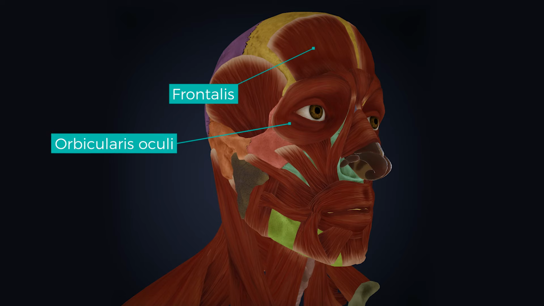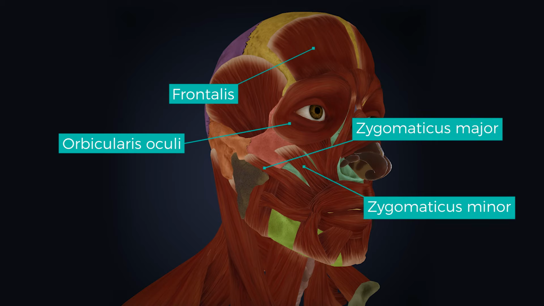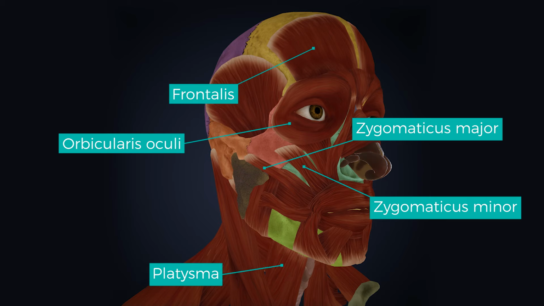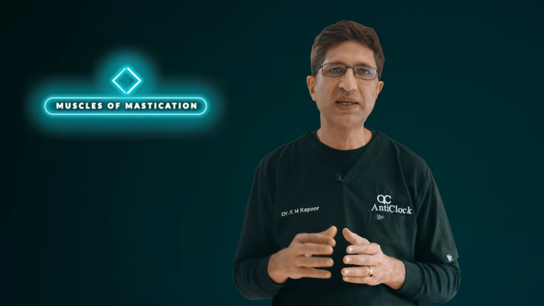Orbicularis oculi, which surrounds the eyes and is responsible for closing the eyelids, squinting, and blinking. Zygomaticus major and minor. These muscles pull the corner of the mouth upwards, allowing us to smile. Then we have platysma, which is a thin muscle in the neck that helps pull the skin downwards. Orbicularis oris, which is a muscle which surrounds the lips and is responsible for movements like puckering and closing the lips. These expression muscles are primarily superficial, meaning they are located right beneath the skin, allowing for quick and visible facial movements. Next, we move to muscles of mastication.